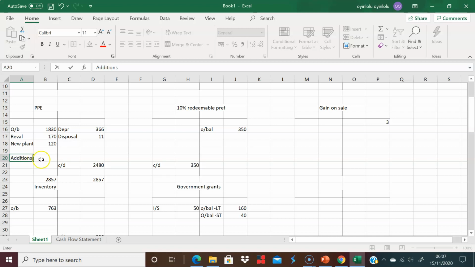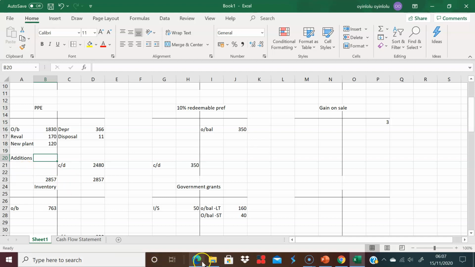in the year of, let's see what the difference is. So that's 2857 minus 1830 minus 170 minus 120. Let's just do that again. 2857 minus 1830 minus 170 minus 120 is equal to 737.